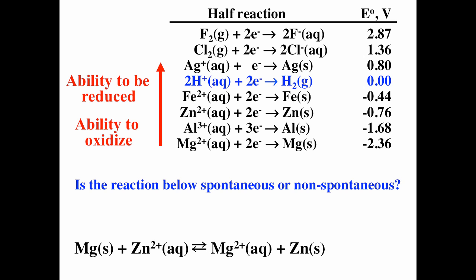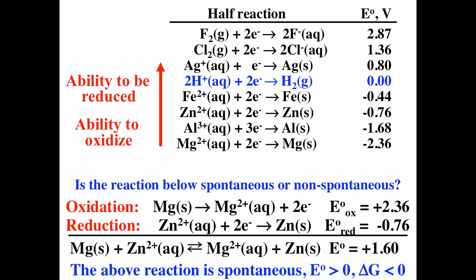Here we have magnesium and zinc ions going to magnesium ions plus zinc metal, so we have the oxidation of the magnesium and reduction of the zinc ions. Again, we have to flip the magnesium reaction to get the oxidation potential. The oxidation of magnesium metal is 2.36, and the reduction of the zinc ions is minus 0.76. We add those together and get 1.6. Again, the potential is positive, so delta G naught is negative and K is much greater than 1, so we refer to that as a spontaneous reaction. We could also call it a product-favored reaction.